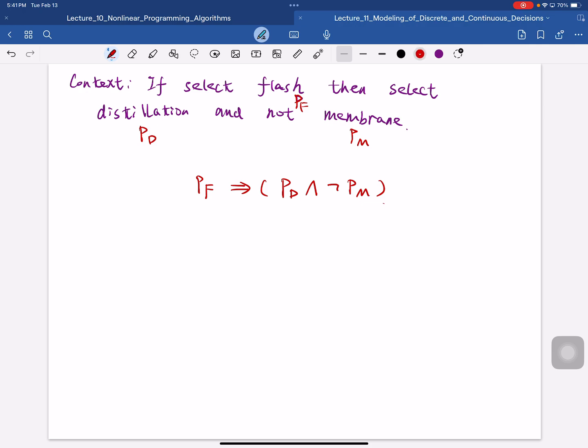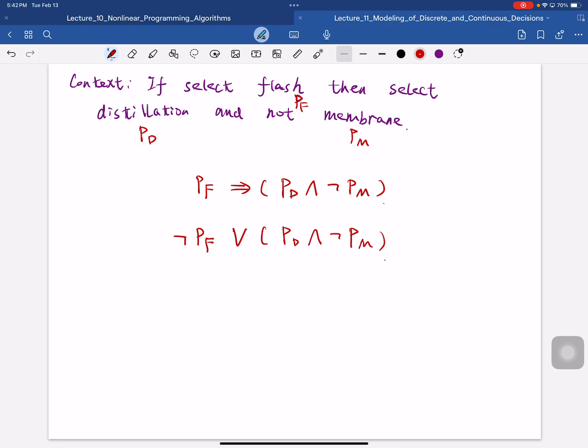Now we want to translate this into a conjunctive normal form. First of all, we have to remove the implication. So the implication is equivalent to the negation of PF or this term. Okay, so that's just the application of the implication rule.